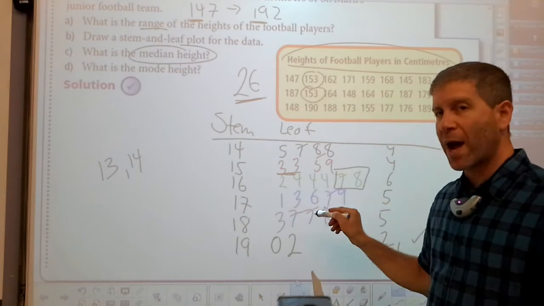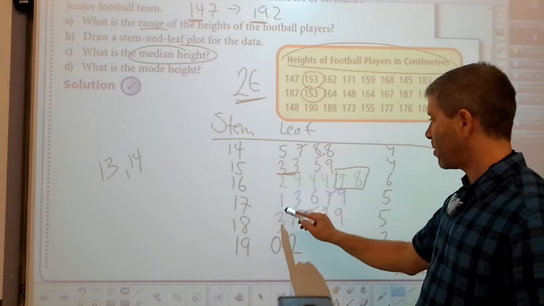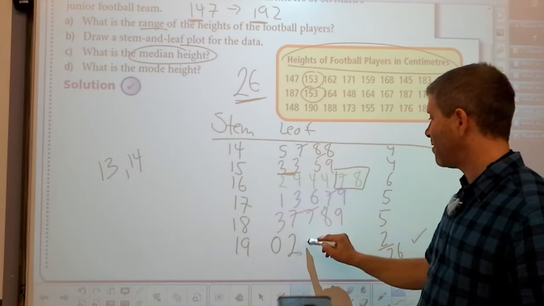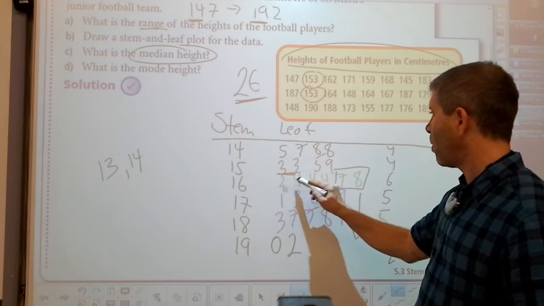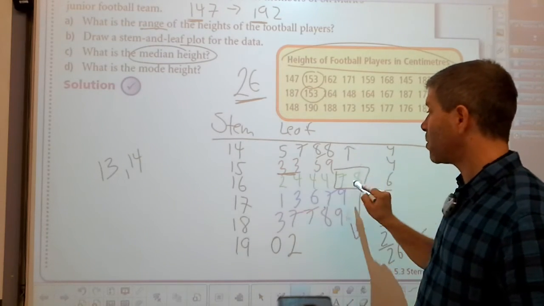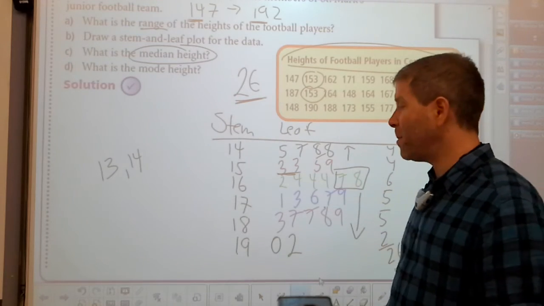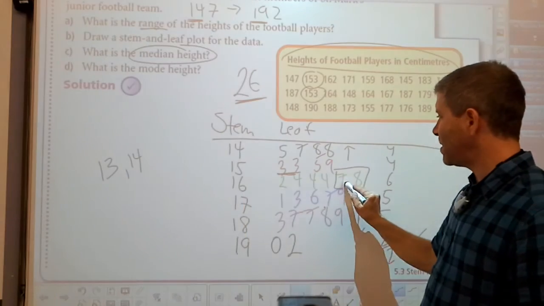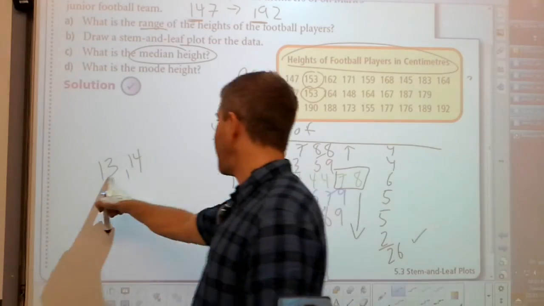And if I got this correct, let's count and see how many numbers bigger there are. 1, 2, 3, 4, 5, 6, 7, 8, 9, 10, 11, 12 numbers bigger, and 4, 8, 12 numbers smaller. So these numbers represent our median. What are these numbers? Well, this is 167 and this is 168.